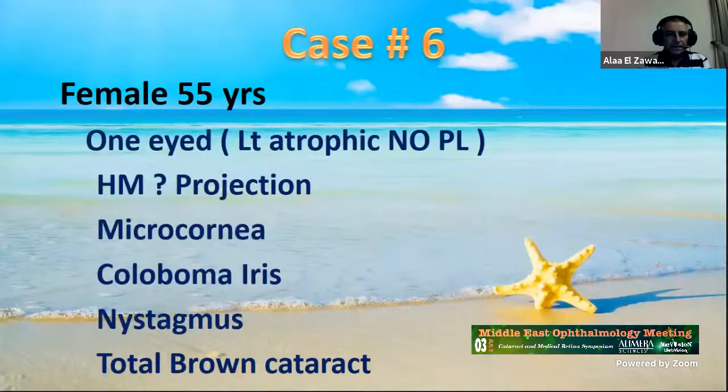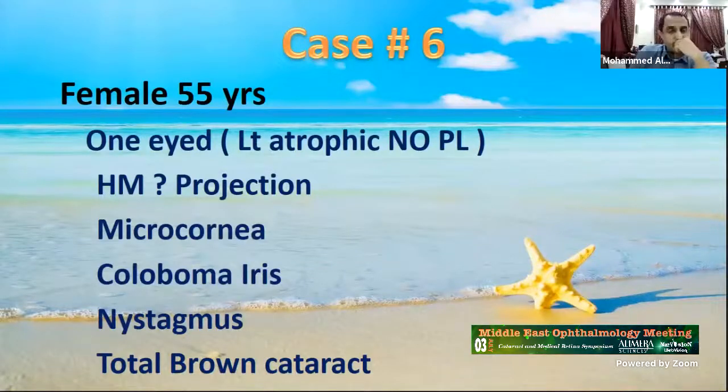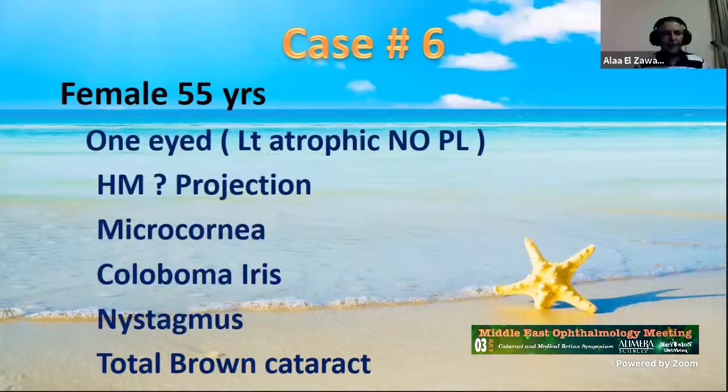Can you see it now? Yes. She's a female, 55 years old, one eye. The left was atrophic with no PL since a long time. Her vision was hand movement with good projection. What is astonishing, there is a microcornea and there is a large coloboma of the iris. There was nystagmus and total brown cataract.